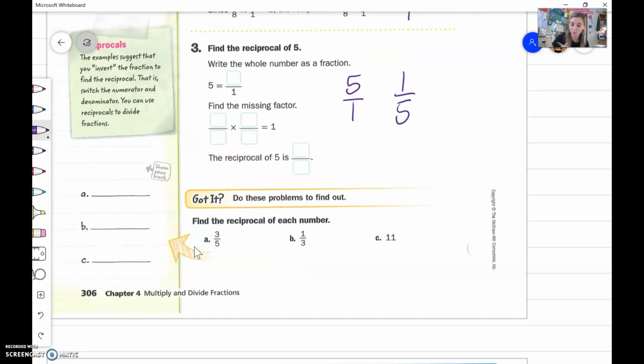So let's do the reciprocal really quick on this. See, this is like the easiest part. The reciprocal of 3/5 is 5/3. The reciprocal of 1/3, flip it, 3/1. The reciprocal of 11: in my mind I'm going to remember that 11 is over 1, so when I flip that I get 1/11. Those are the reciprocals.